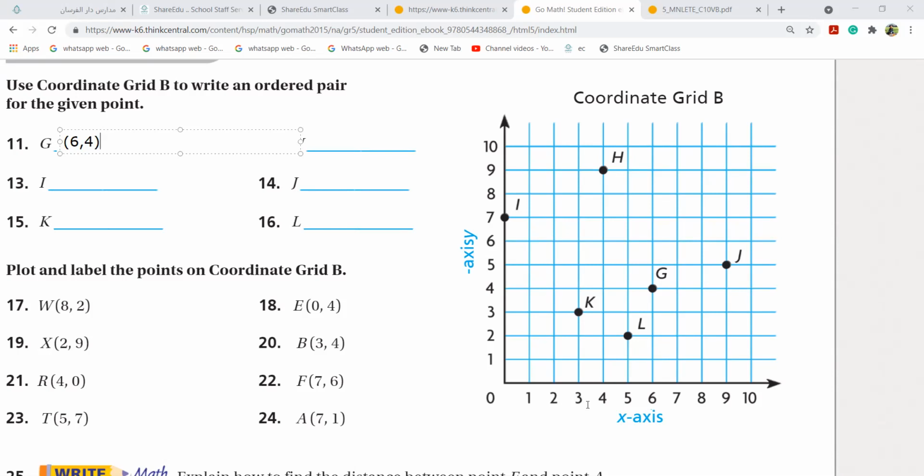Jana. H, where is it? 4.9. Excellent, Jana. Next girl. Jana, you were the highest and I was very happy. Keep it up, okay? Be like that.